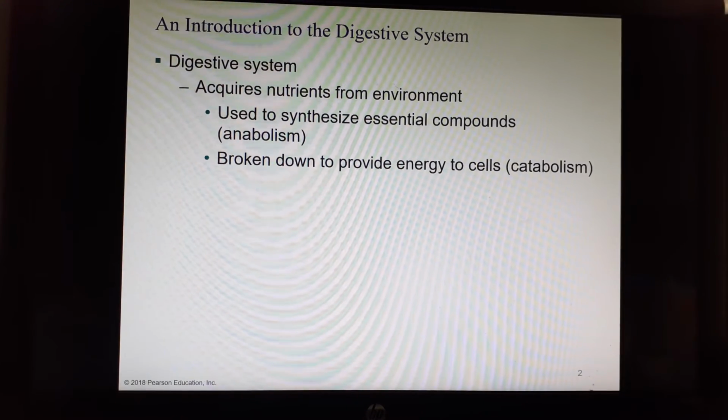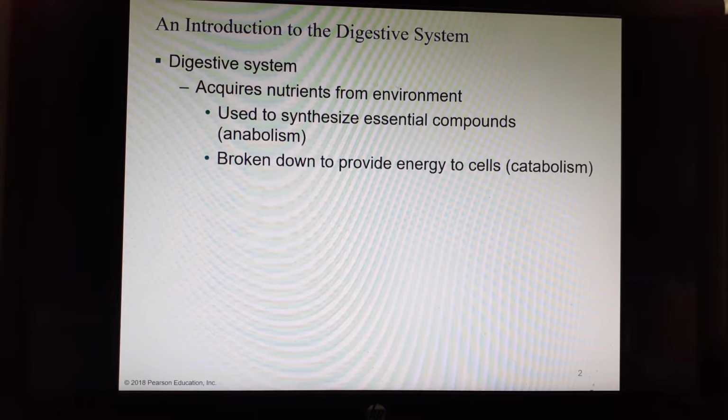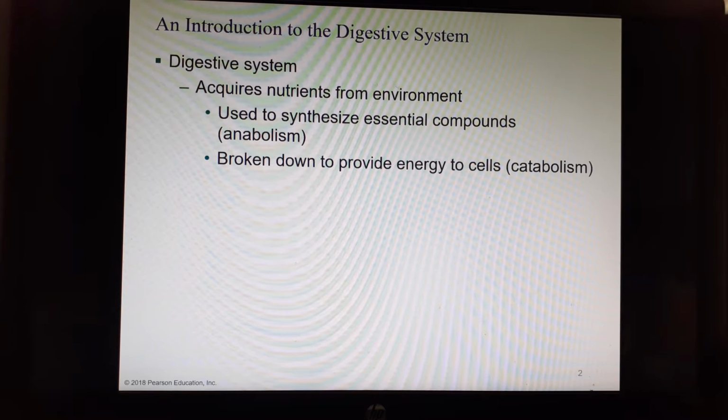Okay, so this is a huge system. This is probably one of the biggest PowerPoints you're going to have in this class, and that's because there are so many moving parts and accessory organs for this system. This system gets all of the nutrients that your body requires from the environment, and you need these nutrients in order to make your essential compounds like your macromolecules.